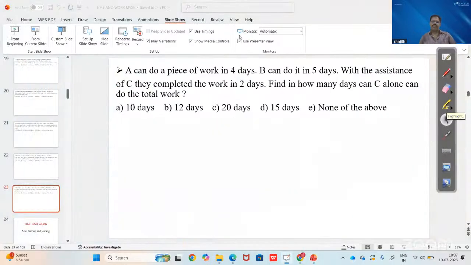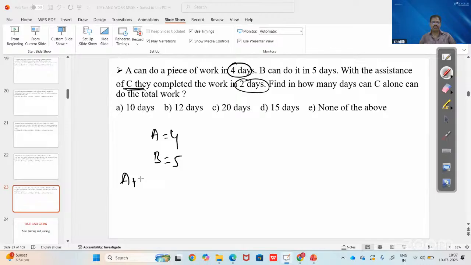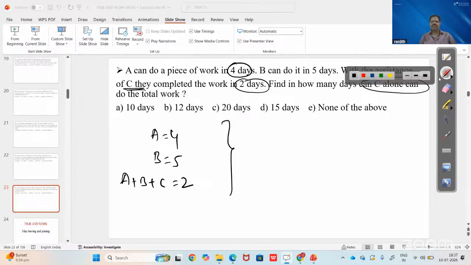A can complete the total work in 4 days. B can complete the total work in 5 days. With the assistance of C, they can complete the work in 2 days. In the sense, A, B, C together can complete the work in 2 days. Find in how many days C alone can complete the total work. In the sense, we need to take the LCM of 4, 5, 2. What is the LCM of 4, 5, 2?